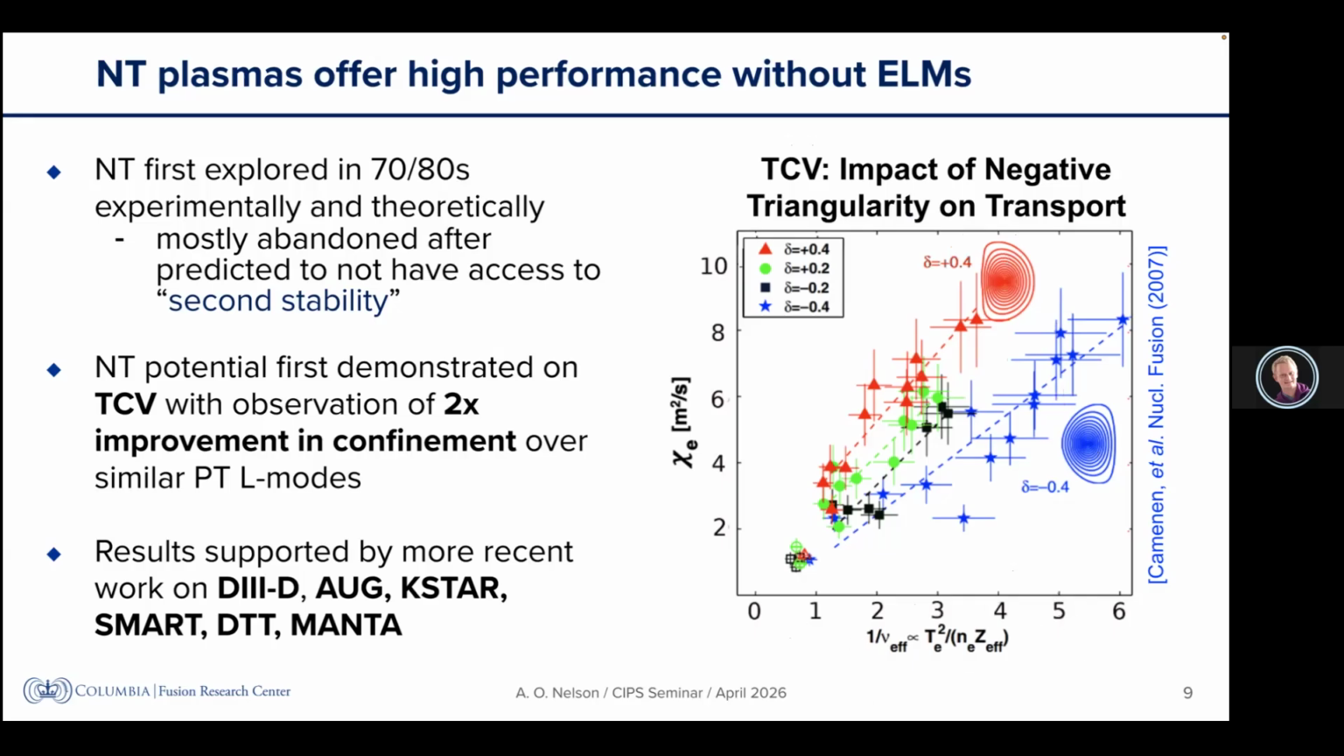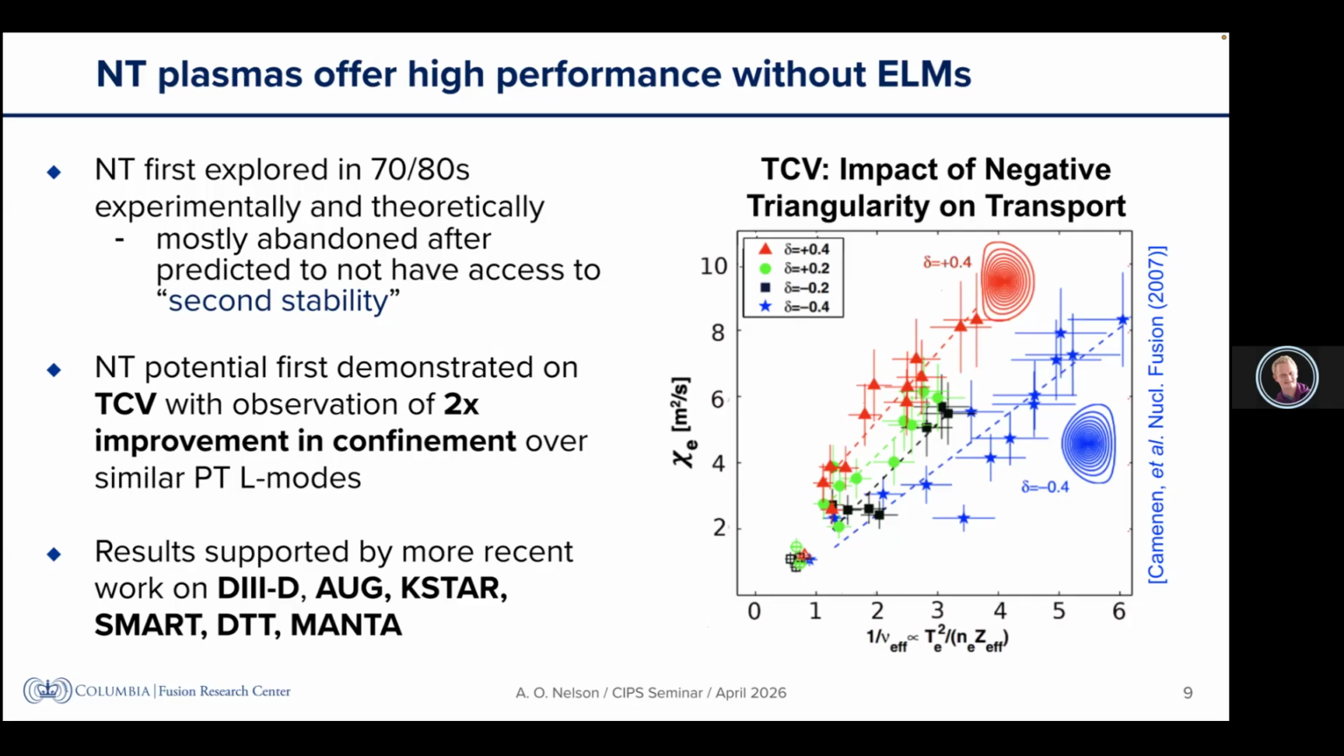This x-axis is 1 over collisionality. That's just like a scan of your plasma density over temperature. The y-axis here is your heat transport, chi. And so the positive triangularity shots have higher heat transport across all of the different collisionalities compared to the negative triangularity. And thus, negative triangularity, just in L mode, not looking at H mode, is performing better than positive triangularity.